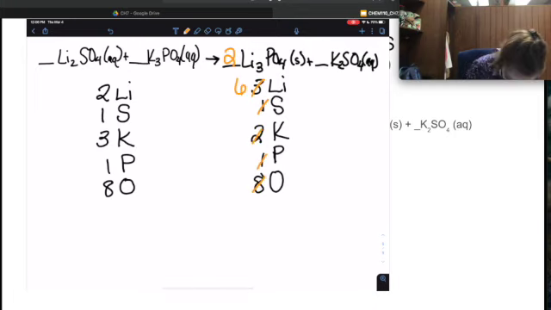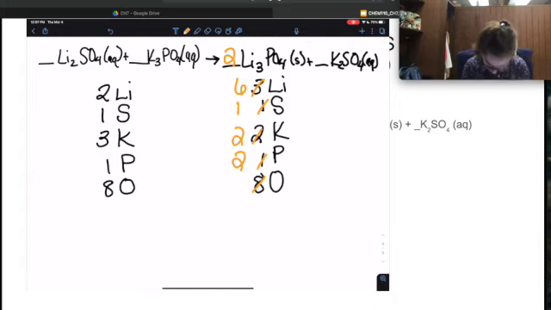I now have 6 lithium. I have 2 phosphorus. I have 1 sulfur, 2 potassium, and then I'm getting 4 oxygens from my K2SO4, and then I'm looking to get 8 from here because I've got 2 copies and I have 4 oxygens per copy. So there I have 8 and 4 is 12 oxygen atoms on the right-hand side.